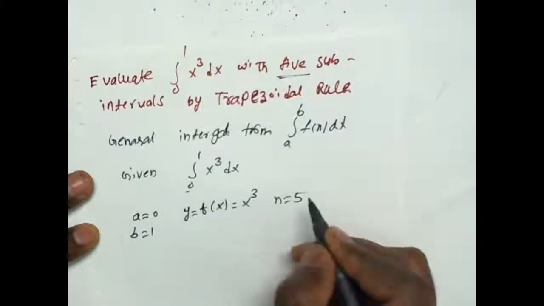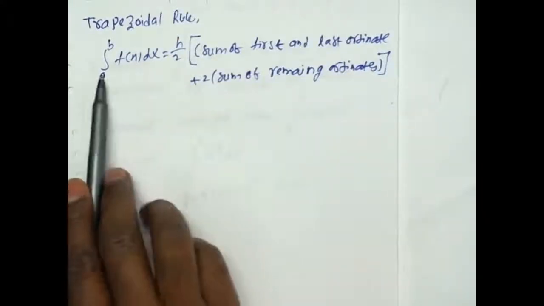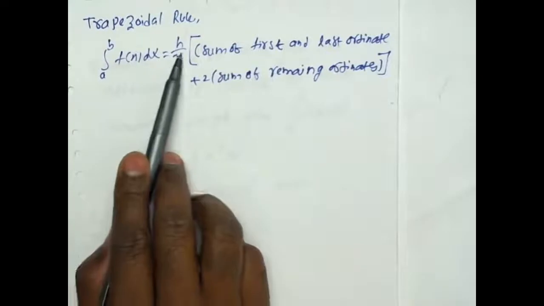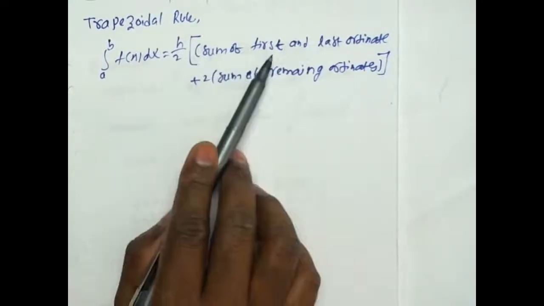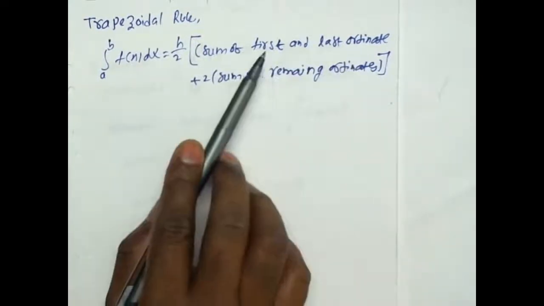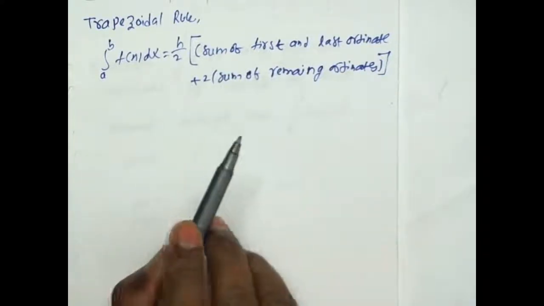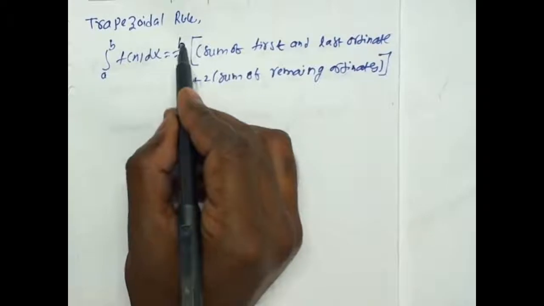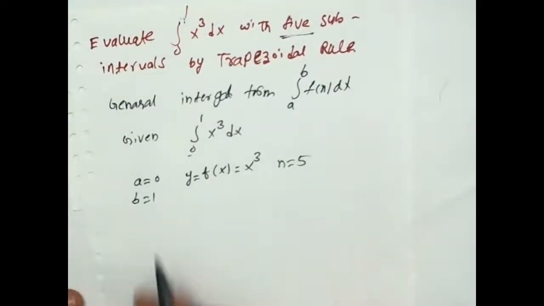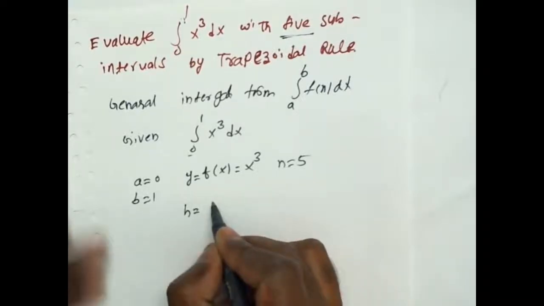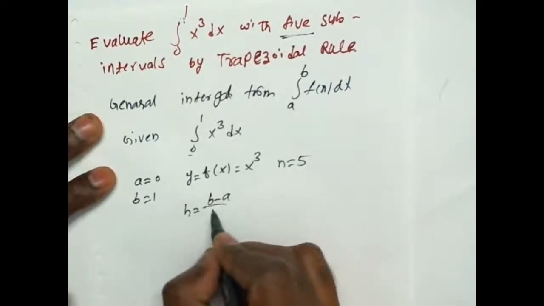N equal to 5. The trapezoidal rule: integral a to b f of x dx is equal to h by 2 times the sum of the first and last ordinate, plus 2 into the sum of the remaining ordinates. First we find the h value. What is the h formula? H equal to b minus a by n.